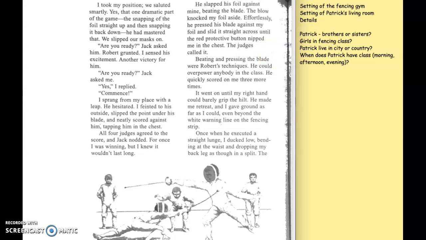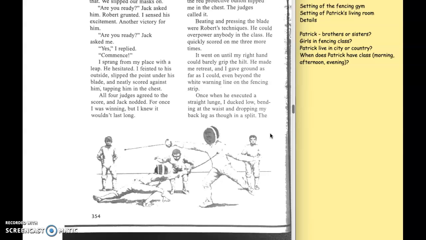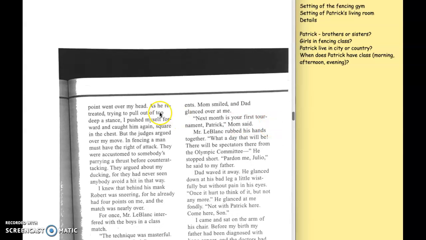Beating and pressing the blade were Robert's techniques. He could overpower anybody in the class. He quickly scored on me 3 more times. It went on until my right hand could barely grip the hilt. He made me retreat, and I gave ground as far as I could, even beyond the white warning line on the fencing strip. Once, when he executed a straight lunge, I ducked low, bending at the waist and dropping my back leg as though in a split. The point went over my head.